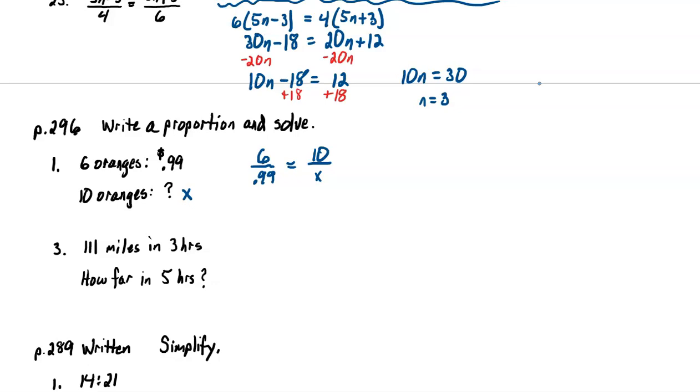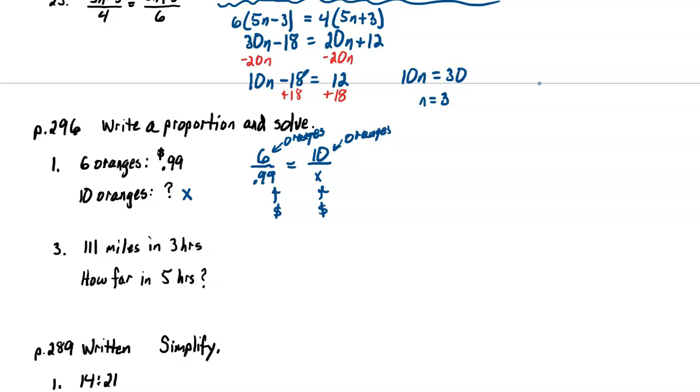When you write your proportion, you want to make sure your labels match. This is oranges. This one was money. This one was oranges. And this was an amount of money. Notice both of my ratios are in the same order. I chose to put oranges on top and money on the bottom. I could have rearranged it differently as long as I keep that same order in my second ratio.